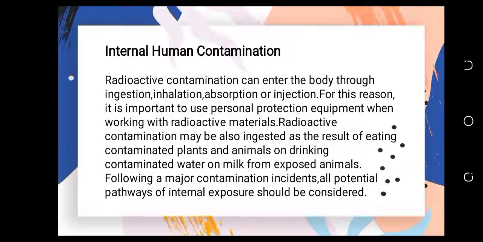Internal human contamination. Radioactive contamination can enter the body through ingestion, inhalation, absorption, or injection. For this reason, it is important to use personal protective equipment, or PPE, when working with radioactive materials. Radioactive contamination may also be ingested as the result of eating contaminated plants and animals or drinking contaminated water or milk from exposed animals. Following a major contamination incident, all potential pathways of internal exposure should be considered.